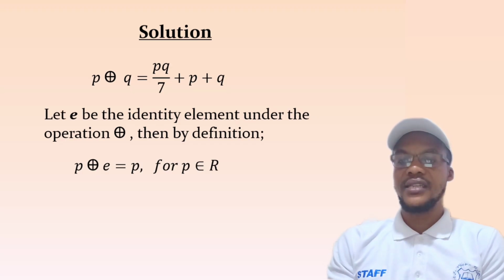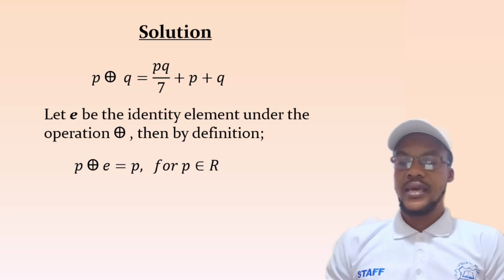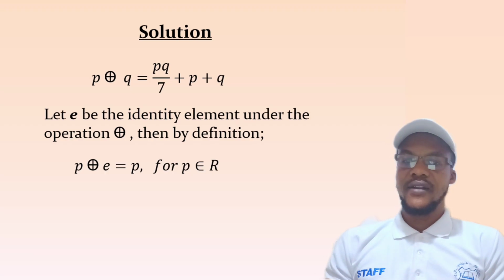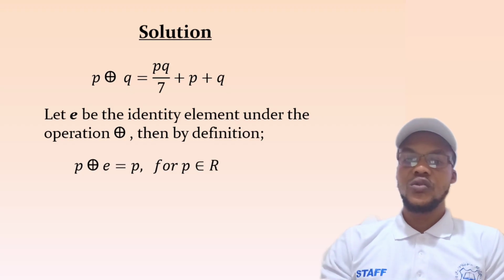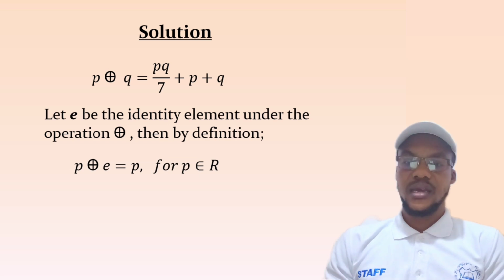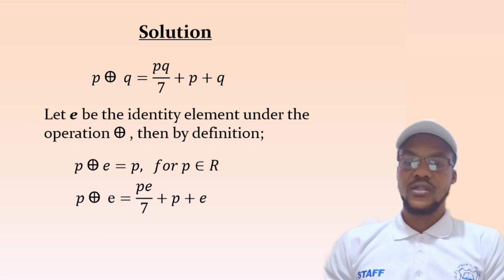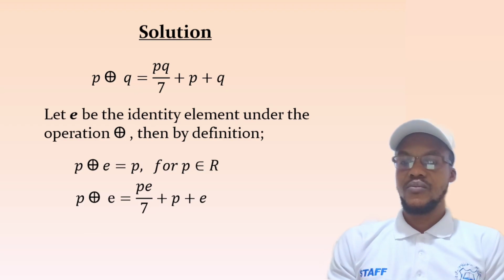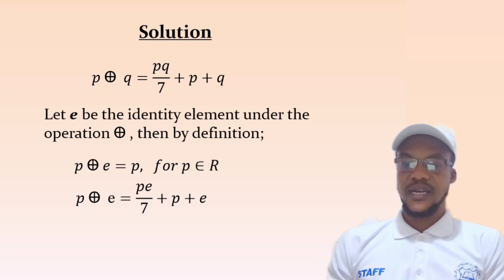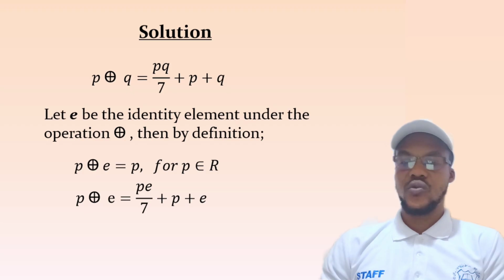And what is the set given? The set given here is the real numbers. So P and E are both elements of R. If that is the case, then we only substitute E for Q, equate to P and solve for E. You can see that P ⊕ E is given as PE/7 + P + E. By definition, that is how we go about it.